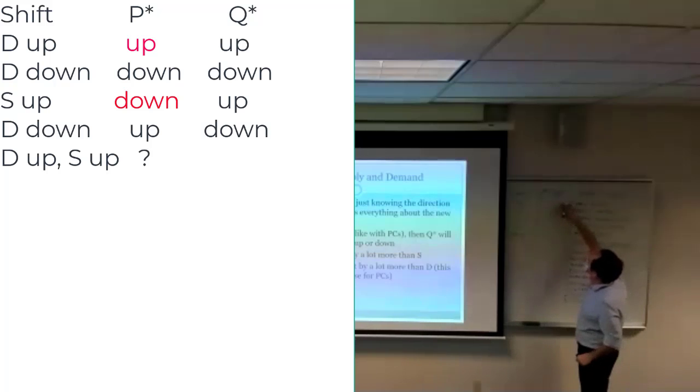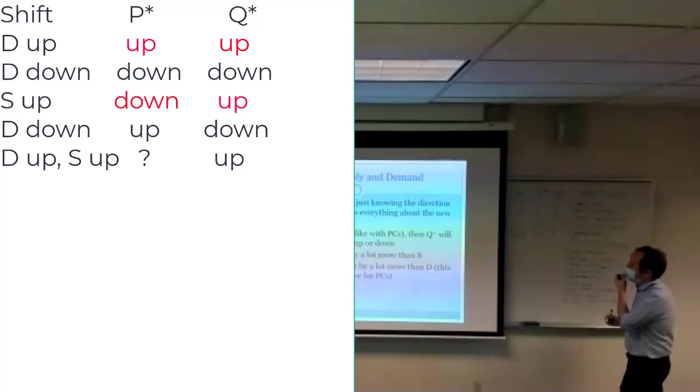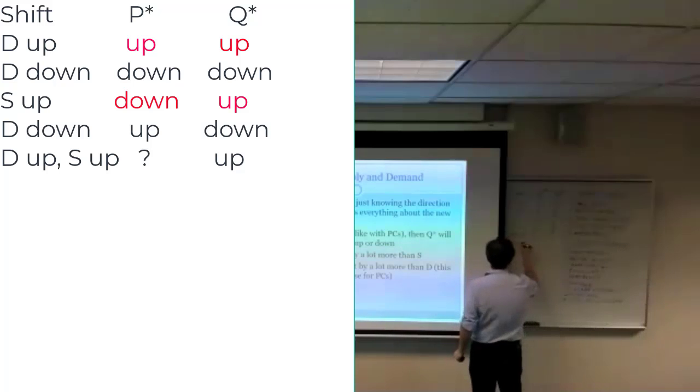What about quantity? Demand up says the quantity goes up. Supply up says the quantity goes up. Those agree. So that's definitely going to happen, right? Nothing fighting against that. You're going to have the quantity goes up. We can do this for the other three combinations.